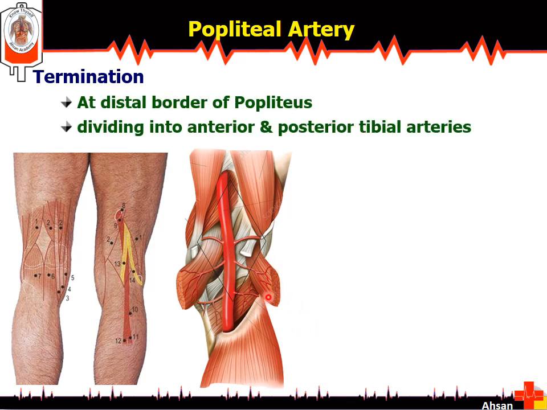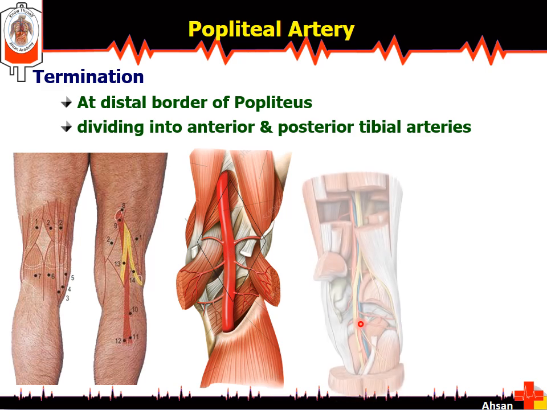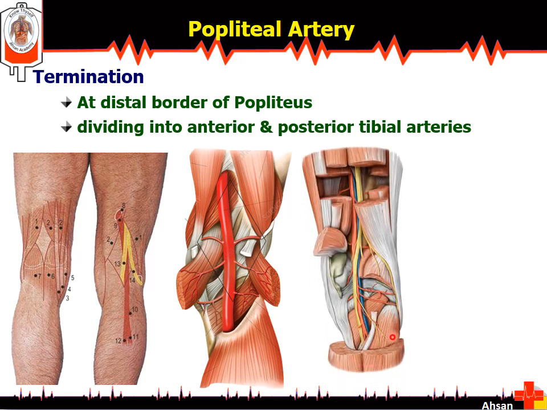This one muscle is gastrocnemius, and this is soleus. So it hides under the soleus muscle to divide into anterior and posterior tibial artery. You can see this is the gastrocnemius and soleus. Under that, it is divided into its terminal branches.